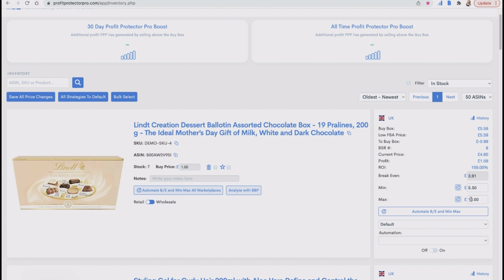It can cause account health issues. So you put a maximum in there so that you or your boss are in control of how much Profit Protector Pro is charging the customer. Otherwise, you could get the Amazon account in a piddle.